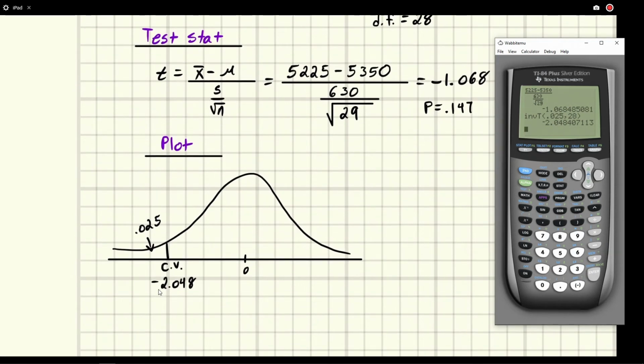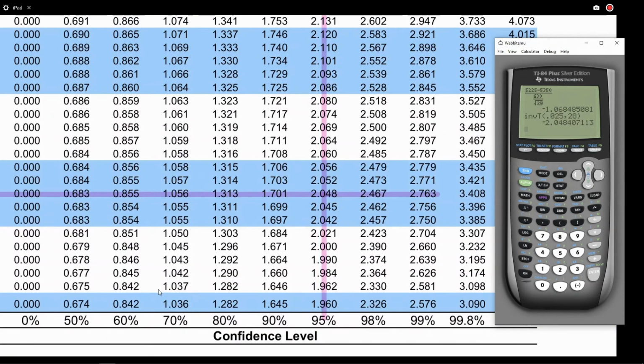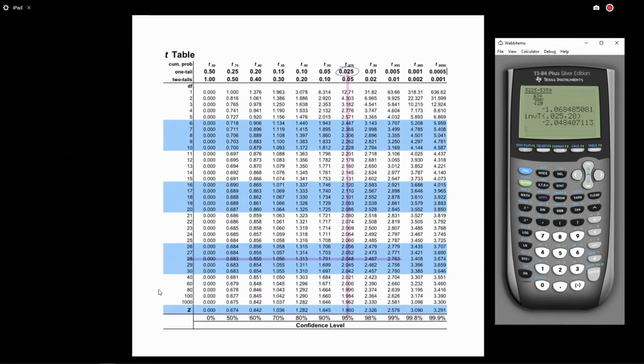Now this is negative, and we know it needs to be negative because look at this chart. There's no negative values anywhere on here because the chart is symmetric. So if you want the positive side, you just take the positive of the number. If you want the negative, you just take the negative. So we're left-tailed, so we're going to take the negative. So that's how you would do it using the chart.